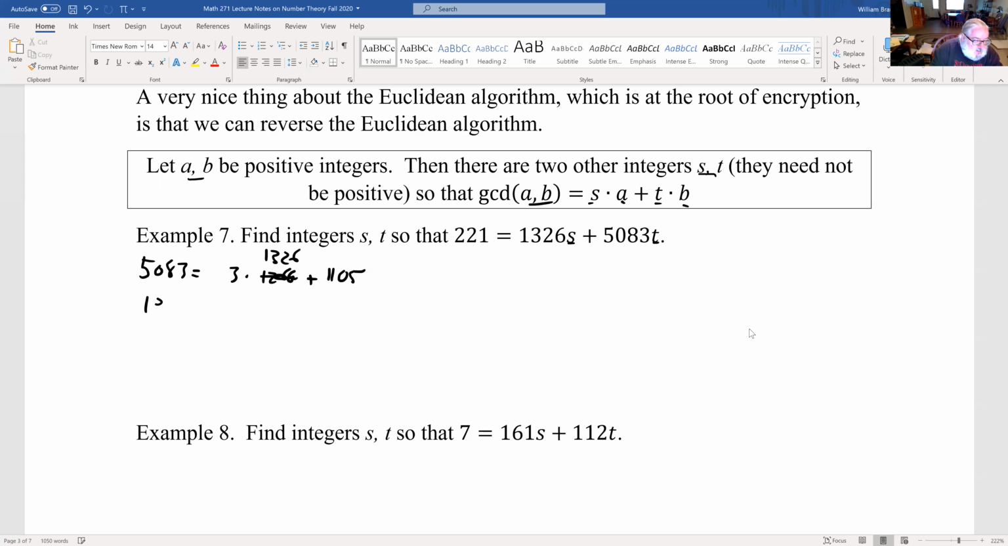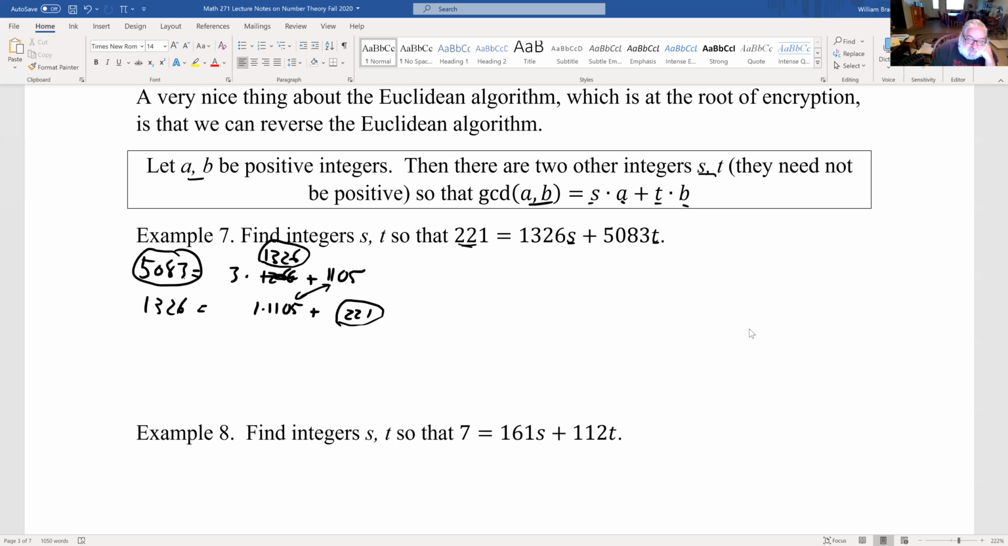1326 plus 1105. 1326 equals 1 times 1105 plus 221. So that gets me all the way down to 221. I want to find an equation where 221, that's my remainder, is equal to something times these 2 numbers, right? Something times 1326 plus something times 5083. And the connection is, then I can use this 1105 to sort of work my way through this.